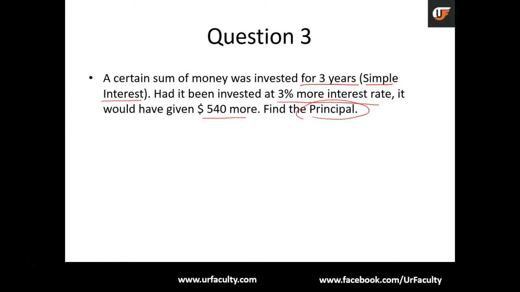So the keyword here is that there was a rate of interest R and there is a rate of interest R plus 3%. And what they are saying is the difference of both these will get you 540 more. Now I'll do it in two ways, and you can take the approach that you are more comfortable with. Let's go by the traditional method first.